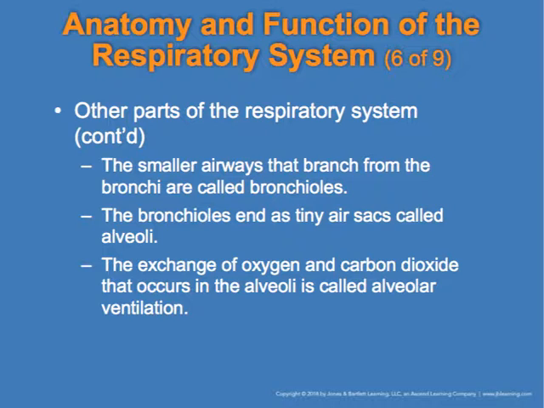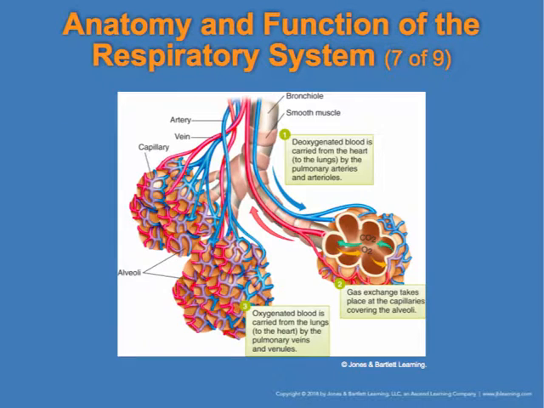Now, other parts of the respiratory system: the smaller airways that branch from the bronchi are called bronchioles. Those bronchioles end as tiny air sacs called alveoli, and that alveolar space is where the exchange of gas occurs that allows you to bring in oxygen and take away that icky carbon dioxide. It's important, right? That is a super important part of the respiratory system's functions.